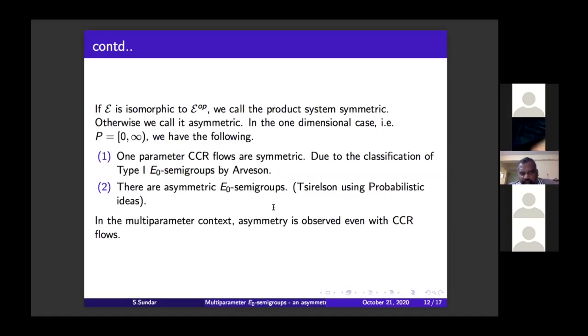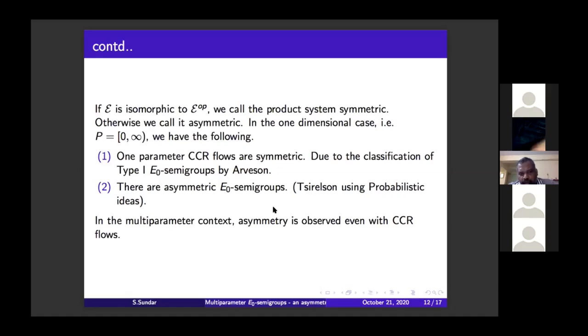Of course, even in the one parameter case, there are asymmetric E0 semigroups. This is due to Tsirelson, who came out of left field to construct these E0 semigroups using his probabilistic approach. Tsirelson's approach to E0 semigroups is via probability, and he constructed many examples of non-trivial E0 semigroups in the one parameter case using probability theory.